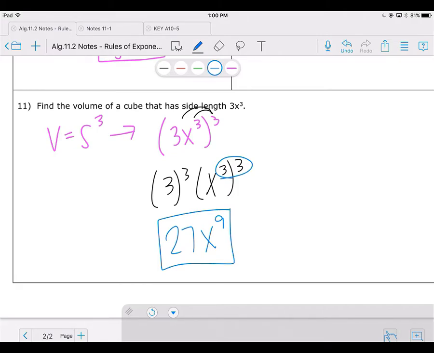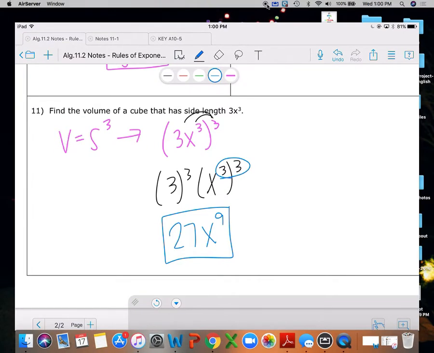So today we're adding in the power to a power, or a piggyback rule, and then following the exact same multiplication and addition rules as yesterday, or from 11.1.